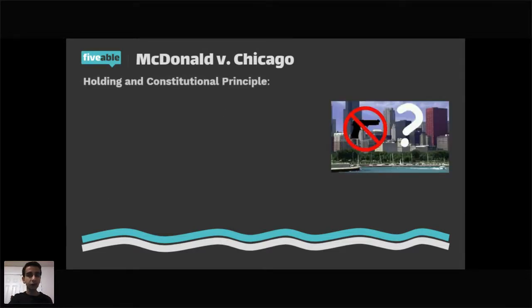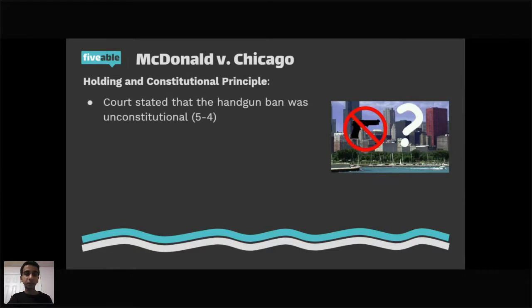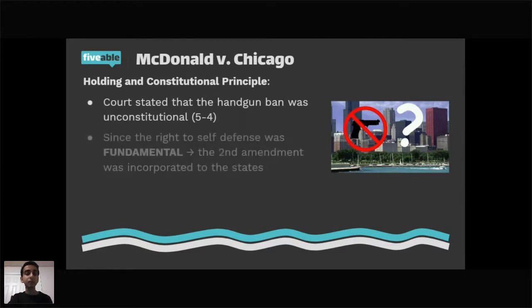Okay, so the holding and constitutional principle: the court stated that the handgun ban was unconstitutional. It was a tight decision, 5-4. They said that since the right to self-defense was fundamental, the Second Amendment could be incorporated by the states. Key pattern here, again and again: if they determine that something is fundamental, that's how they can incorporate it to the states. That's a key word you'll see within almost every selective incorporation case, that the right to blank is fundamental.